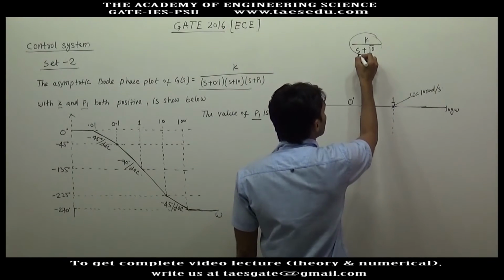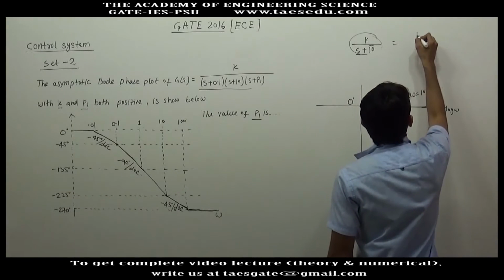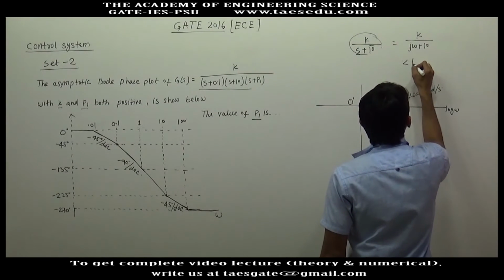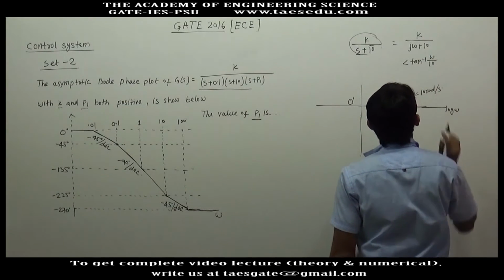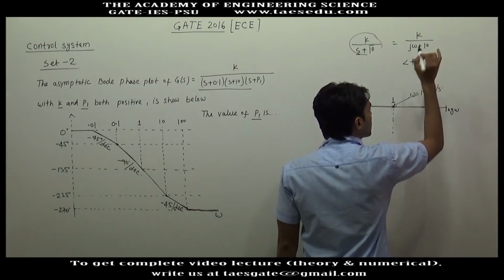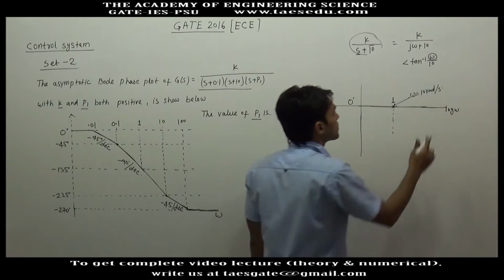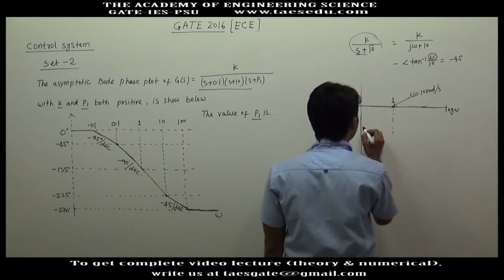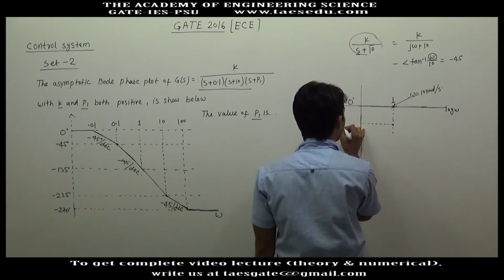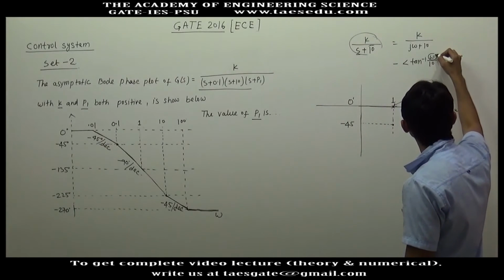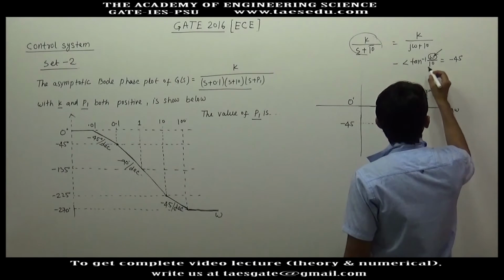So we put s equal to j omega, and the angle will be minus tan inverse of omega by 10. So when omega is equal to 10 radian per second, the angle will be tan inverse of 10 by 10. The angle will be negative, so you will get minus 45 degree. Here you have minus 45 degree. Then you put a very high value of omega, and this will give you minus 90 degree.